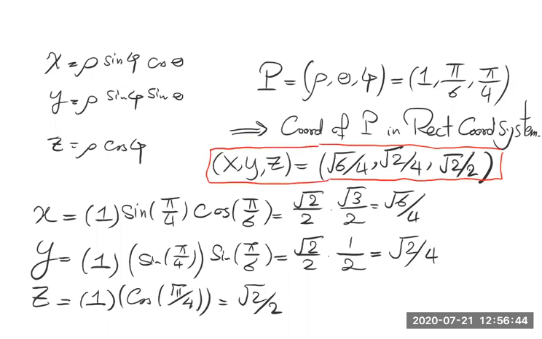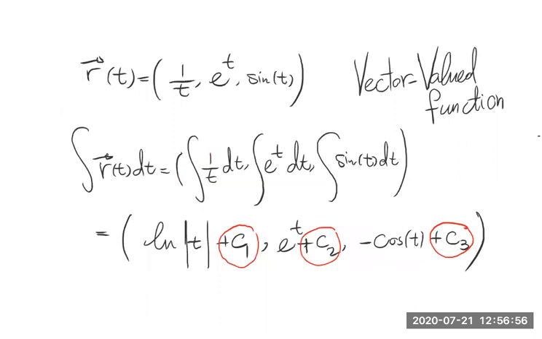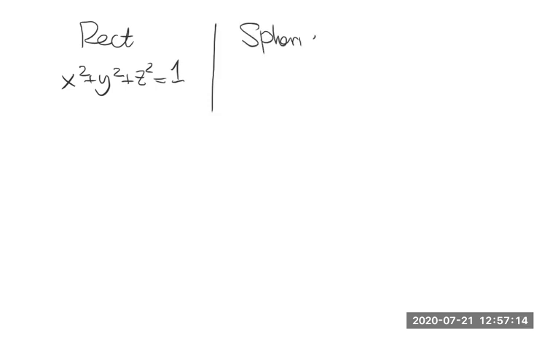We can do that with equations too. If we do that with equations, we would get an equation. So let's just look at one equation, which would be pretty satisfying. For example, consider the equation of a sphere, x squared plus y squared plus z squared equals 1. This is in rectangular coordinate system. What would be the equation of this sphere in spherical coordinate system?